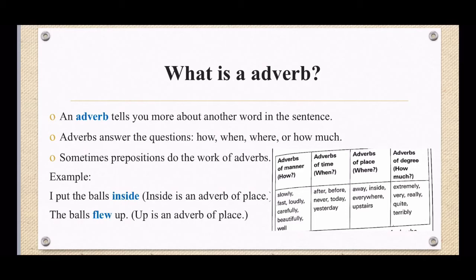And then it tells us the adverbs of time. So we know this is when. When is something happening? So it can be before, after, or never, right? Then we have adverbs of place. So this tells us where, right? Where is something happening? It can happen away, inside, or everywhere. Any one of those words.